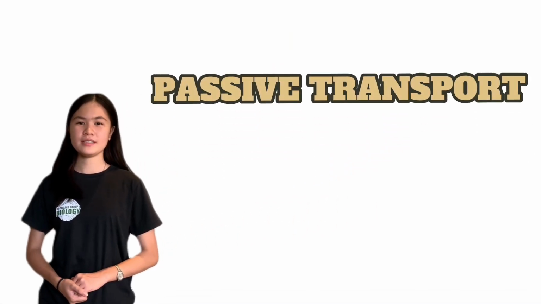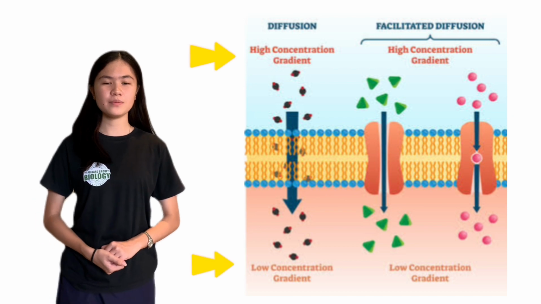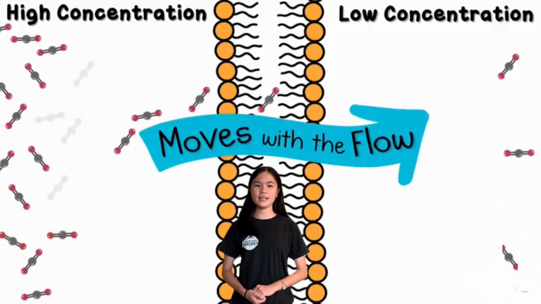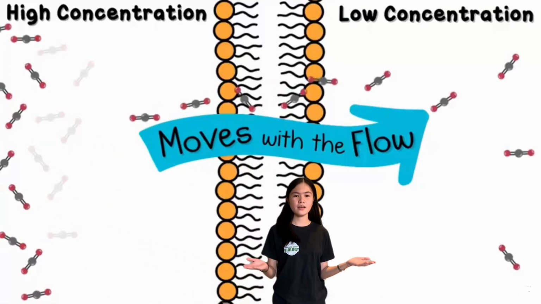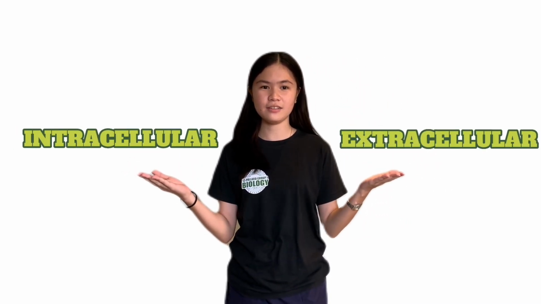Passive transport requires no energy to work, since the molecules naturally flow from a region of high concentration to a region of low concentration, continuing until it is equal on both sides. For this to happen, there needs to be a concentration gradient, or the difference in the amount of solutes in both the intracellular and the extracellular, since it is the one causing the molecules to move between the two areas.